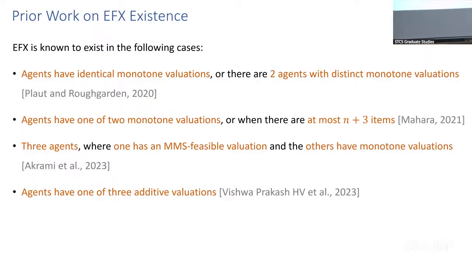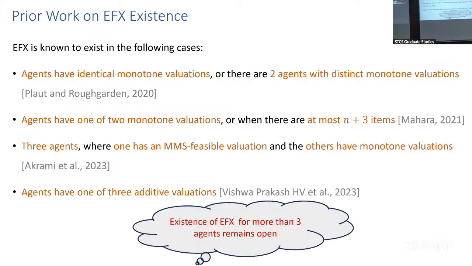So let's say we have 4 agents. 2 of them take VA, this agent takes VB, and this takes VC. And this VA, VB, VC are additive valuations. Then in that case, EFX always exists. Okay, so basically for 3 agents, we know EFX allocations exist, but beyond that, we don't know. So it's an enigmatic open question, basically.